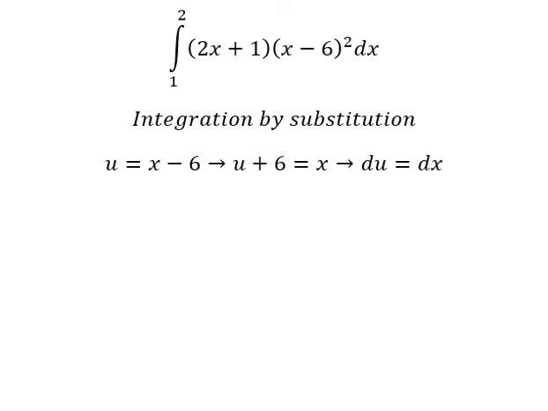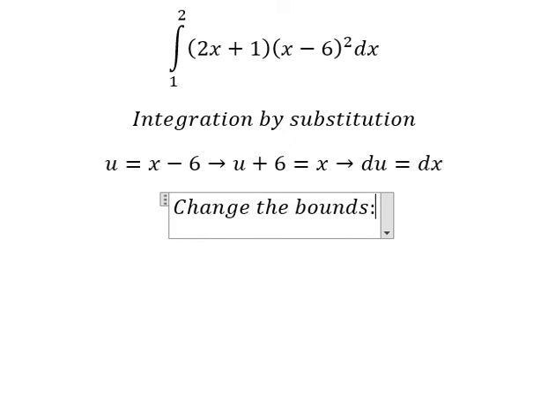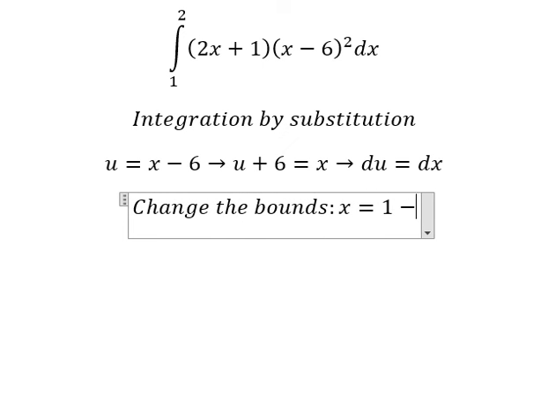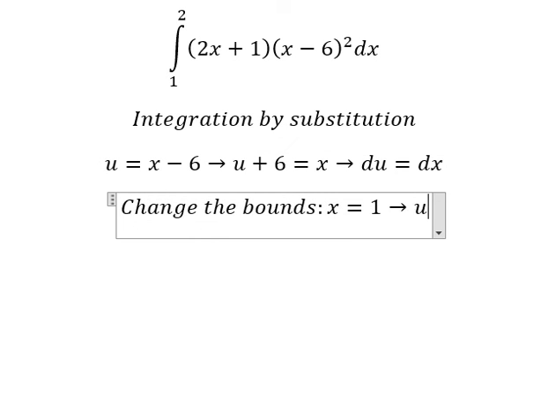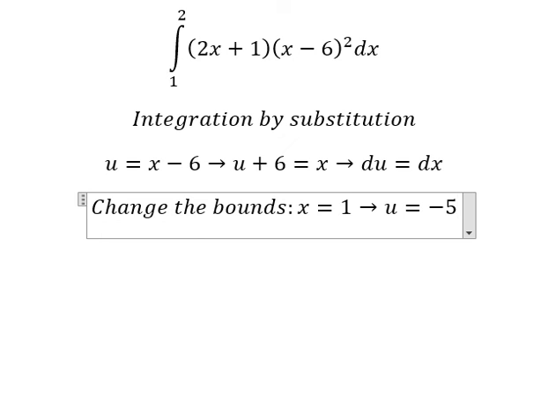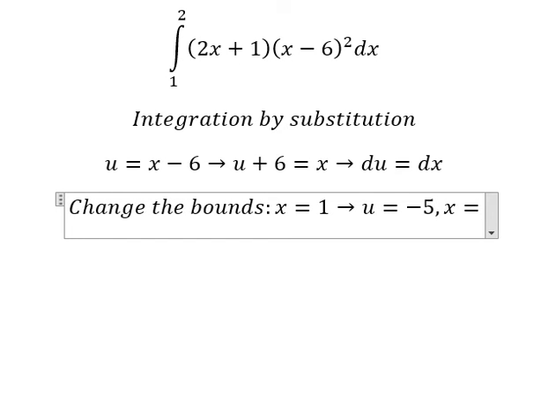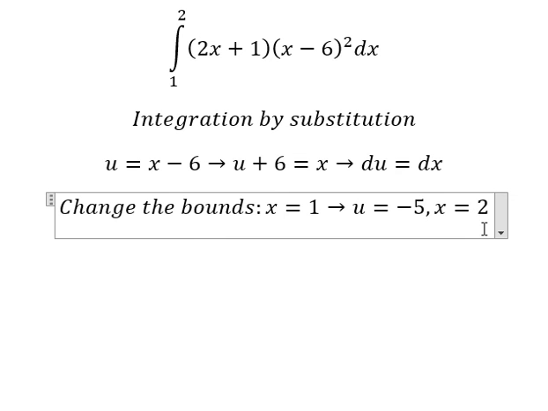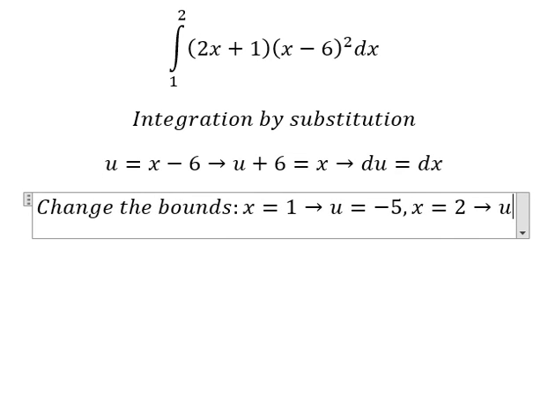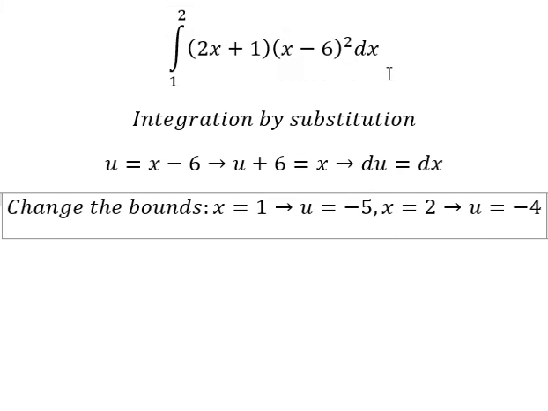Next, we need to change the bounds. When x equals 1, I put 1 here: 1 minus 6, you get u equals negative 5. When x equals 2, we put 2 here, and we have u equals negative 4.